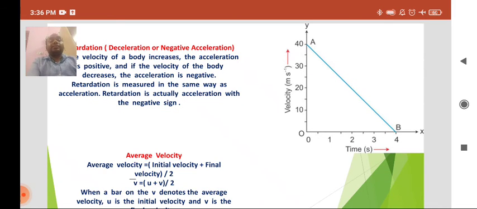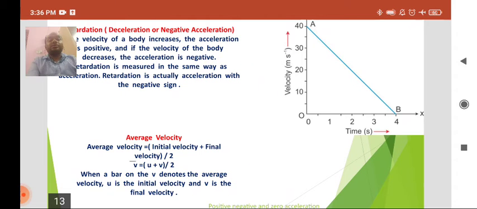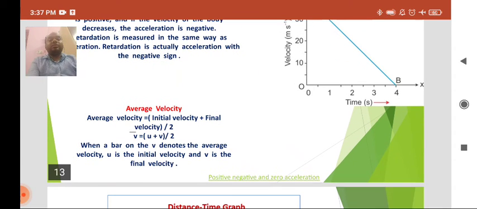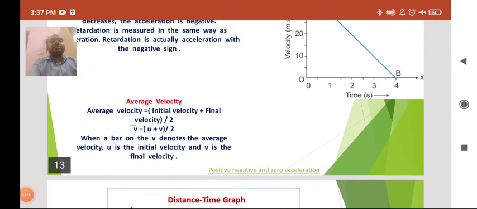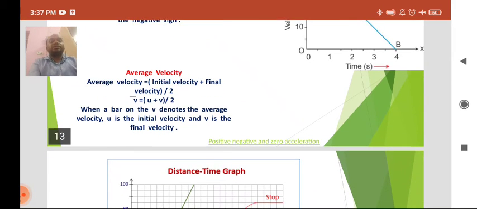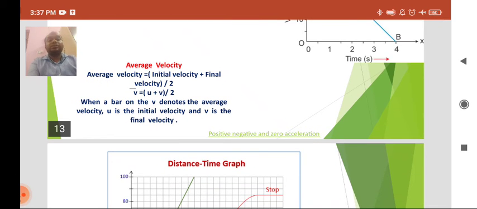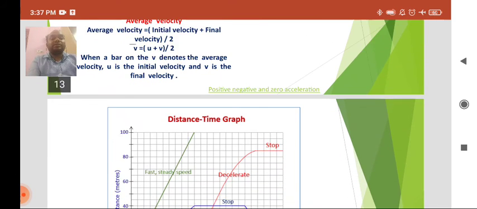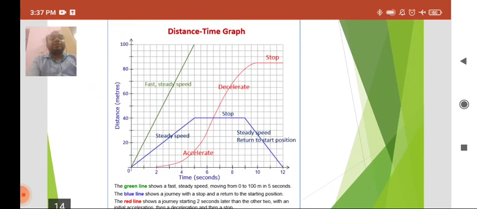So we come to the next point, average velocity. What do you understand by average velocity? Average velocity is equal to initial velocity plus final velocity upon 2. v bar equals (u plus v) upon 2, where the bar on the v denotes the average velocity, u is the initial velocity and v is the final velocity.